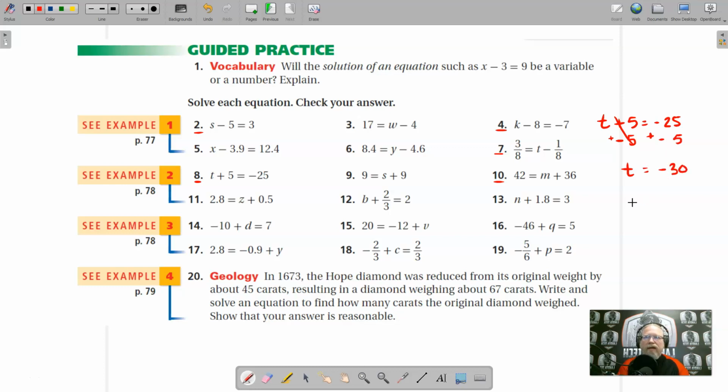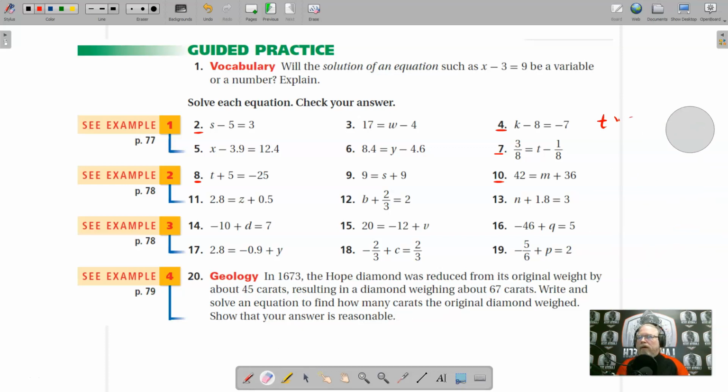Now if we're unsure about that, let's go ahead and substitute that back in. Negative 30 plus 5 equals... no, not 125, negative 25, right? So equals negative 25. Well, negative 30 plus 5, if we were on a number line, we'd be here at negative 30. We're going to go back 5 that way. Then that indeed would take us to negative 25. So that seems to check out.